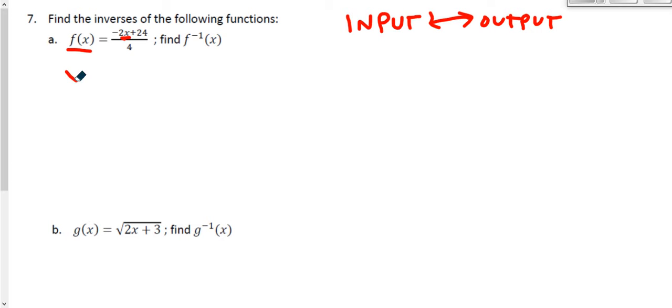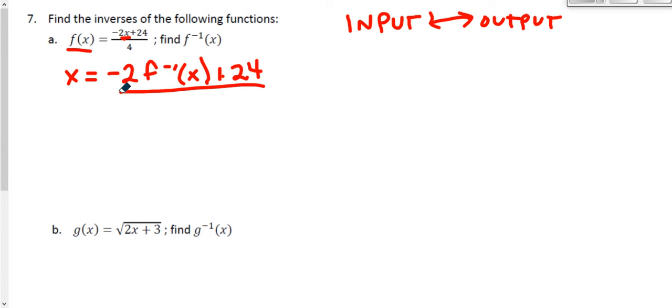So the x will move to the outside, and f of x will move to the inside everywhere that x used to be. But once I put it inside, I change the notation to show that now I'm looking at the inverse. So the f of x moves to the inside in inverse notation, f negative 1 power. And everything that was happening to x now happens to f inverse. So negative 2 being multiplied, 24 being added, and the 4 in the denominator. This is my inverse equation, but I do have to simplify it.